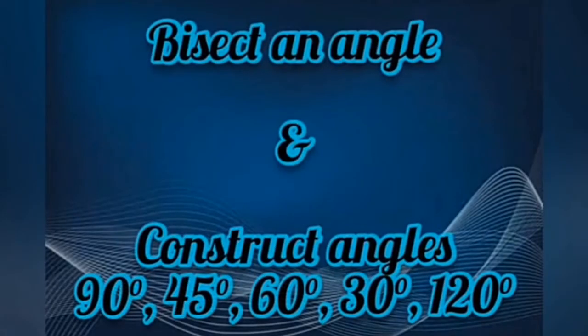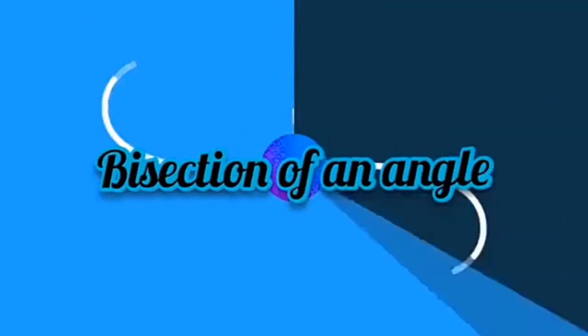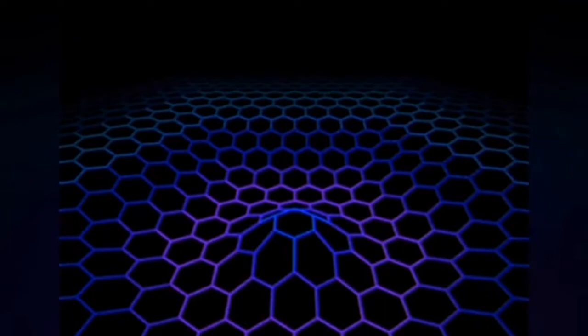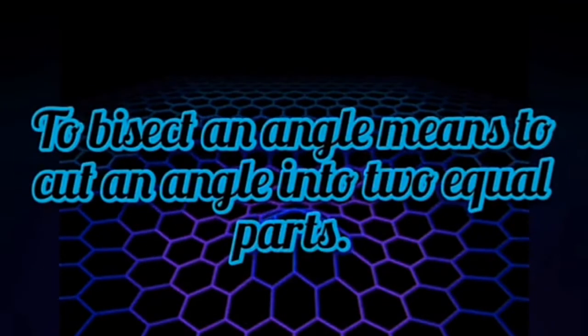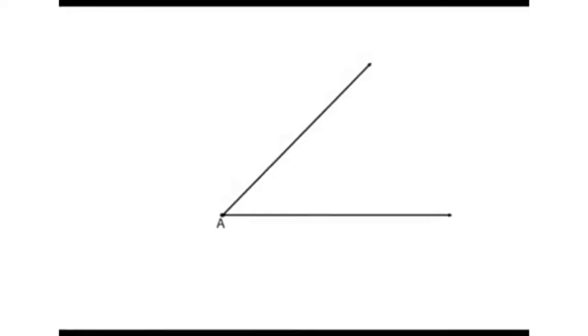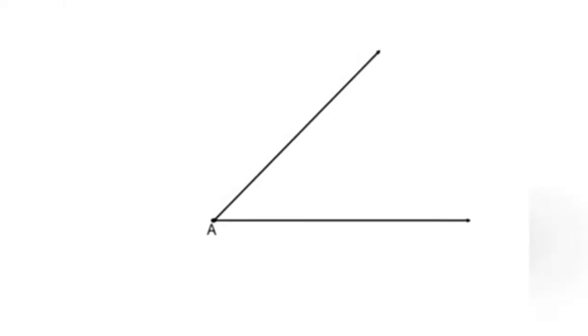Now, we'll be starting with bisecting an angle and constructing 90 degrees, 45, 60 degrees, 30 degrees and 120 degrees. Bisection of an angle. To bisect an angle means to cut an angle into two equal parts. That is, to divide it into two equal parts. Look at this angle.